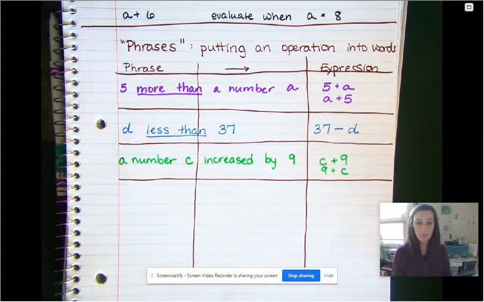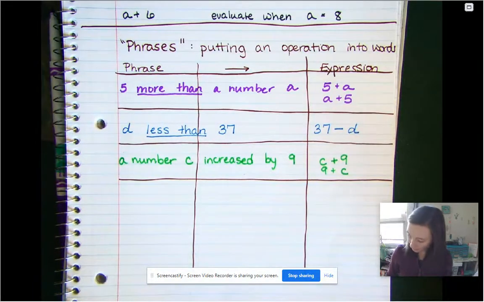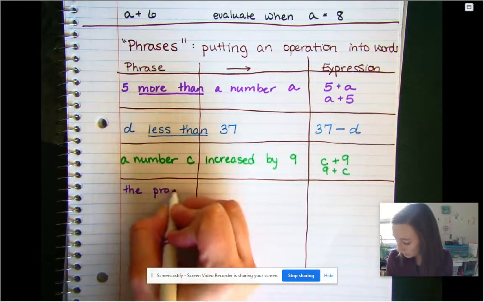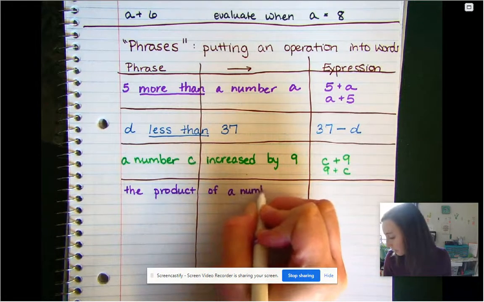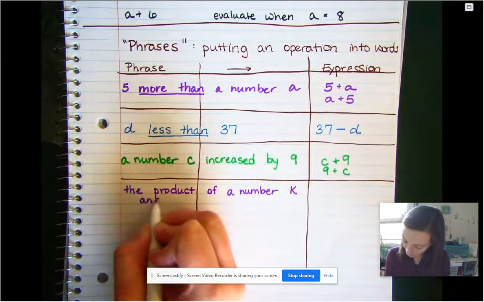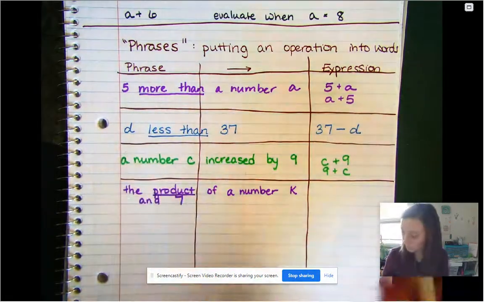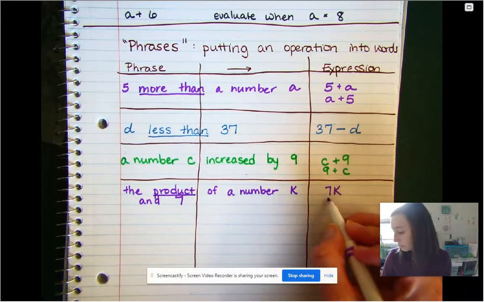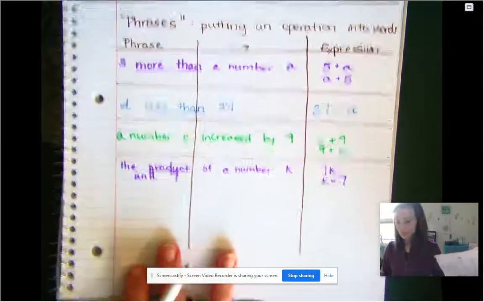We also have phrases that imply multiplying or dividing. So if I say something like the product of a number K and 7. I mean, product is the answer to a multiplication problem. So it would be 7K, or I could do K times 7. Because order doesn't matter in multiplication. I get the same answer either way.